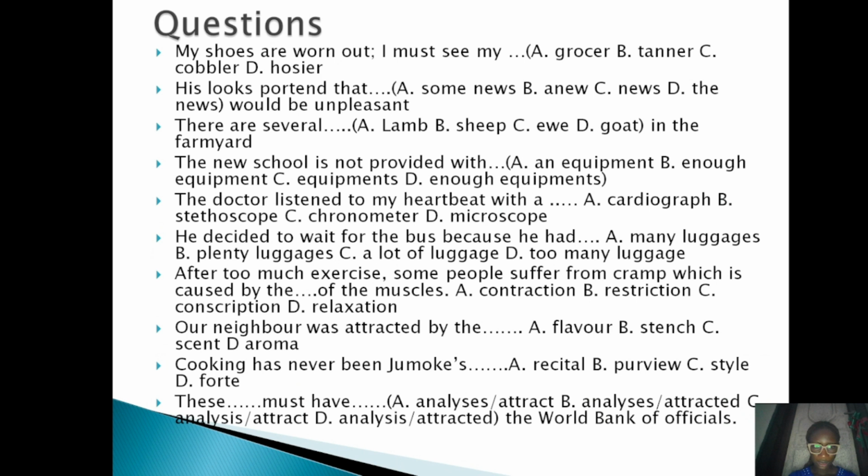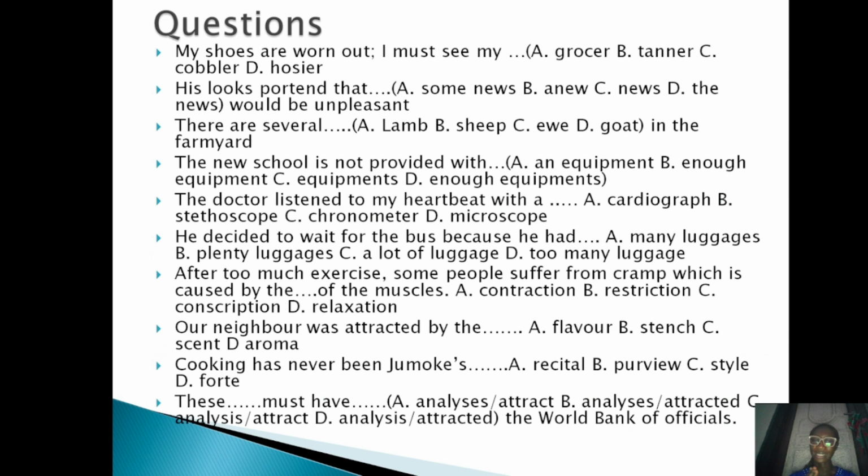Our neighbor was attracted by the dash of the food. A, flavor. B, stench. C, scent. D, aroma. The correct option is D, aroma. Whenever we're referring to food, the correct option is aroma.